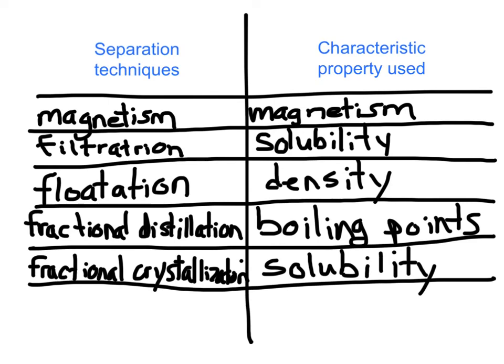So the difference between simple filtration and fractional crystallization is that with regular filtration, you don't have to heat up your solvent. You don't have to heat up the liquid that you're dissolving in. But with fractional crystallization, you'll have to heat it up and filter, and then let it cool and filter again, because you're going to get different things at different temperatures. And it's a pretty interesting technique.